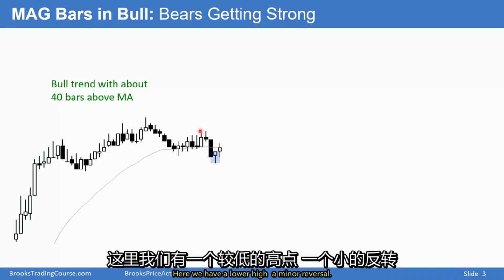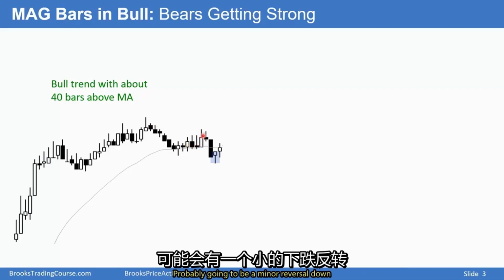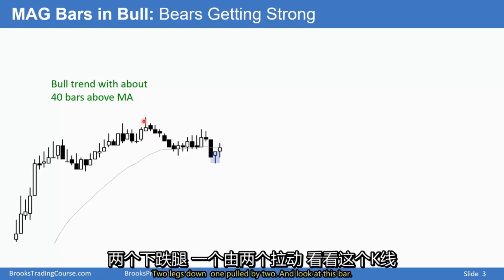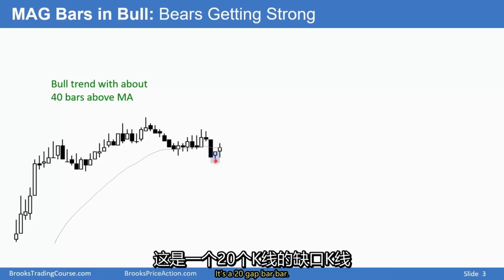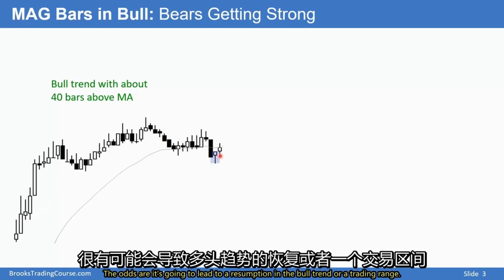Here we have a lower high, a minor reversal. The pattern is too small to be a major reversal. Probably going to be a minor reversal down, which means a leg in a trading range, 2 legs down, 1 pull by 2. And look at this bar. There's a gap between its high and the moving average. It's a 20 gap bar. It's occurring in a bull trend that has lasted more than 20 bars. The odds are it's going to lead to a resumption of the bull trend or a trading range.